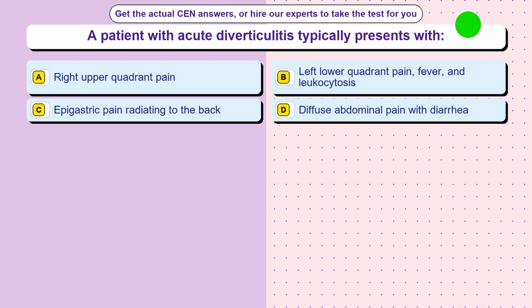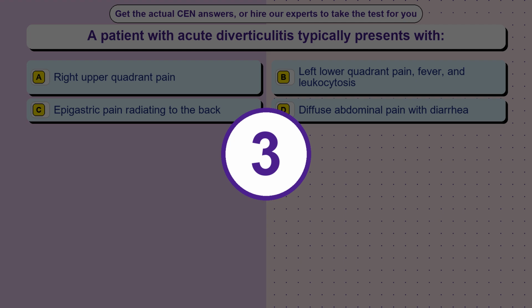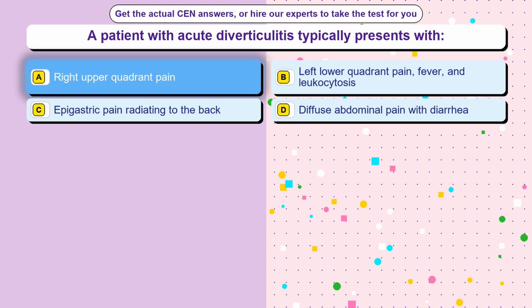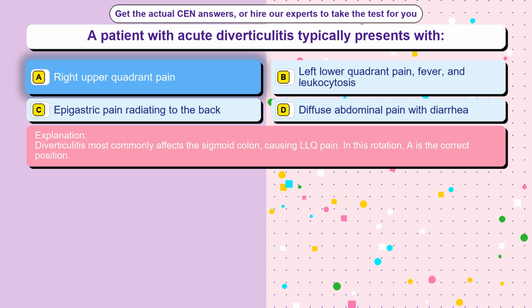Question 12. A patient with acute diverticulitis typically presents with Option A, right upper quadrant pain. Option B, left lower quadrant pain, fever, and leukocytosis. Option C, epigastric pain radiating to the back. Option D, diffuse abdominal pain with diarrhea. The correct answer is Option A, right upper quadrant pain. Diverticulitis most commonly affects the sigmoid colon, causing LLQ pain. In this rotation, A is the correct position.